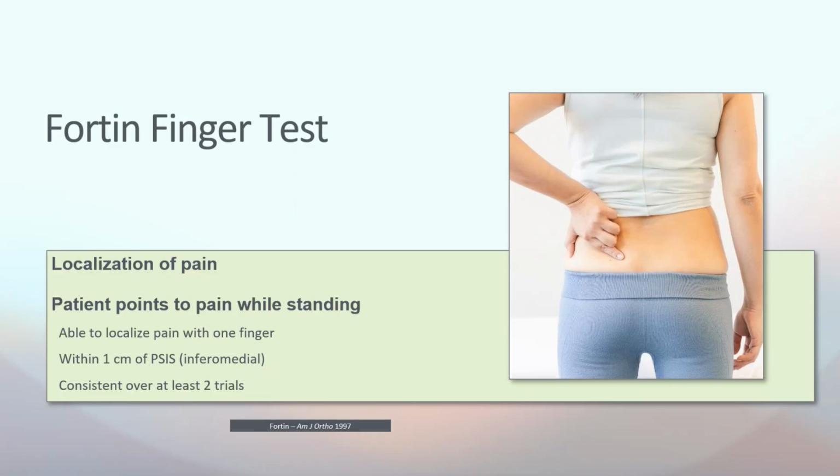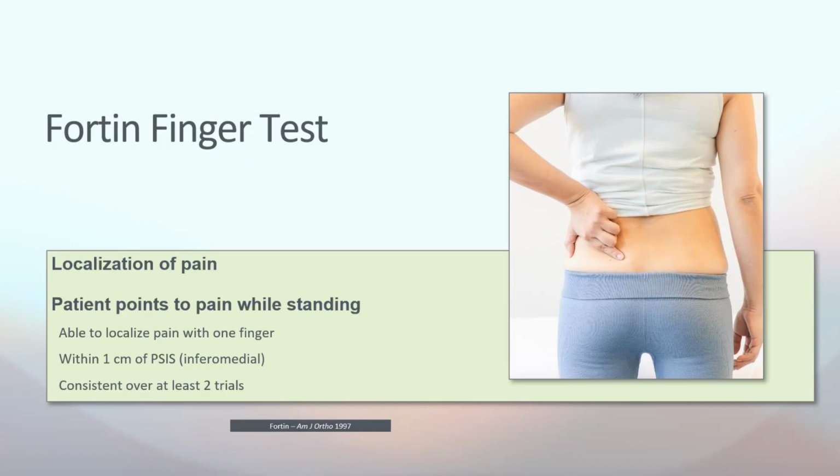Important finger test: when you ask that person where that pain is, and they point to this area that is within 1 centimeter of the PSIS, inferomedial, right? She's pointing right over that sacroiliac sulcus. That is definitely something if they come in a second time, let's say you sent them to some physical therapy, didn't get any better, and you ask where do you still hurt? They point right to that same spot.